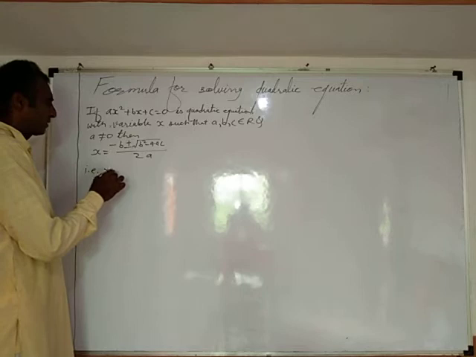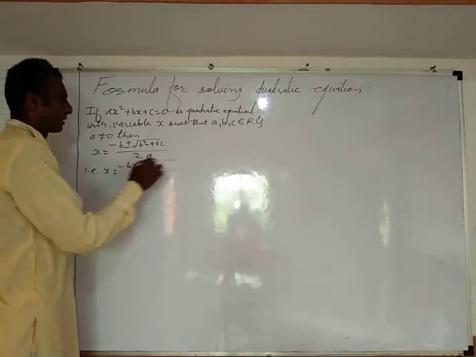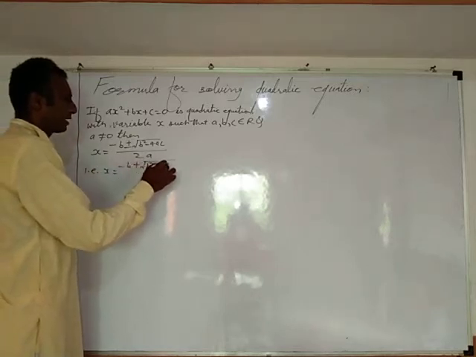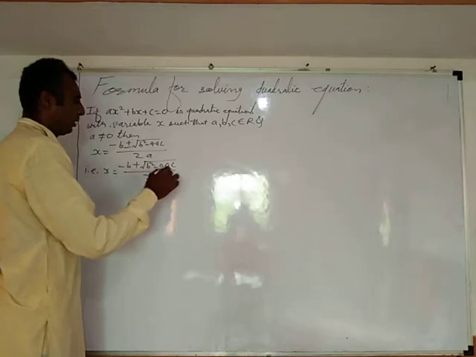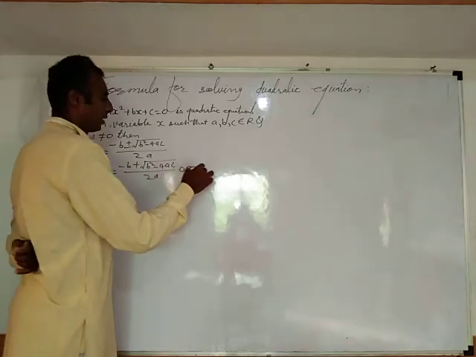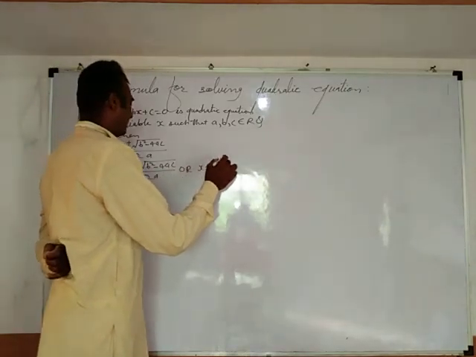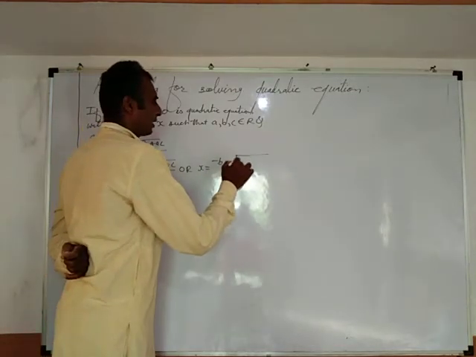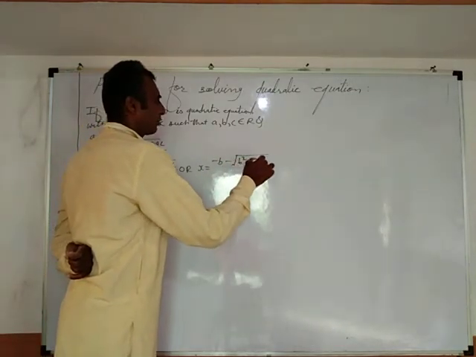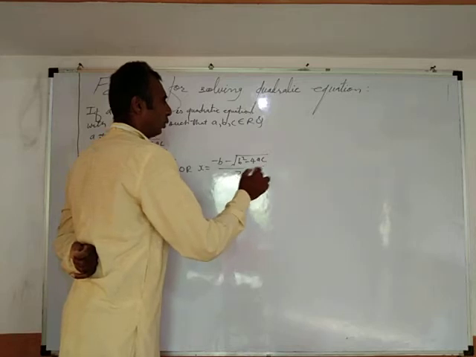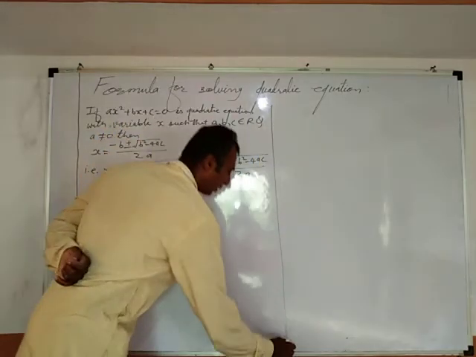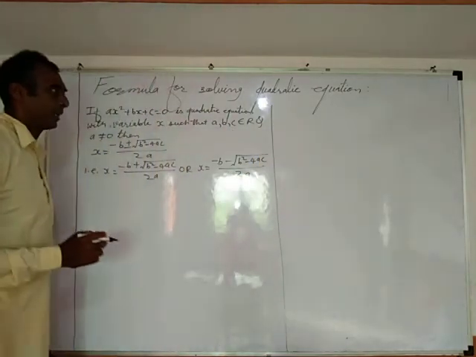That is, x equals minus b plus under root b square minus 4ac upon 2a, or x equals minus b minus under root b square minus 4ac upon 2a. Okay. Now let's derive its proof.